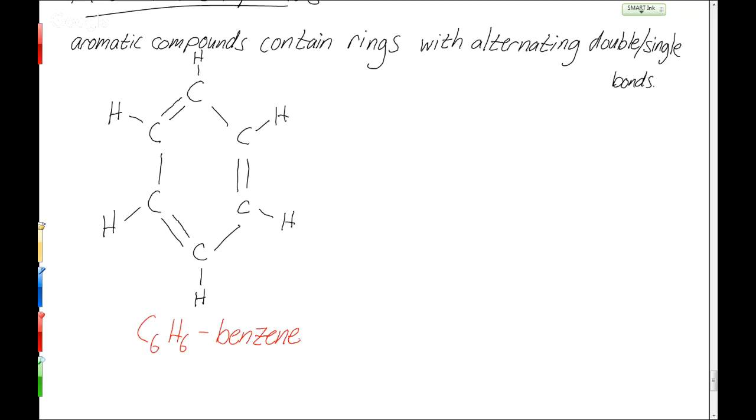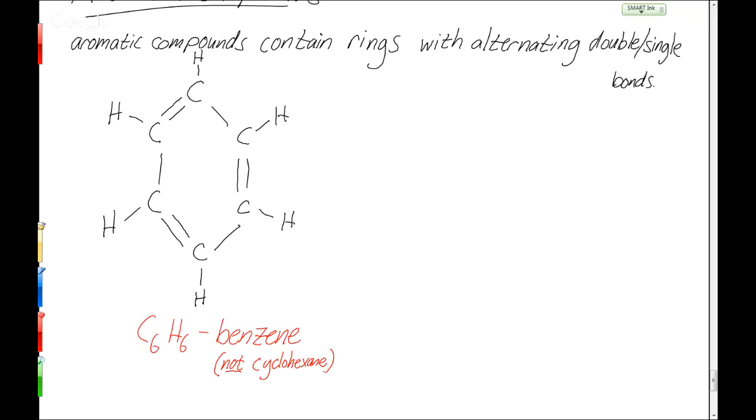So it is important that this is not cyclohexane. Cyclohexane refers to C6H12, which doesn't have any double bonds. It could be named cyclohexatriene because it has three double bonds in it. 1,3,5 cyclohexatriene. But it has its own special name because it has its own special properties.